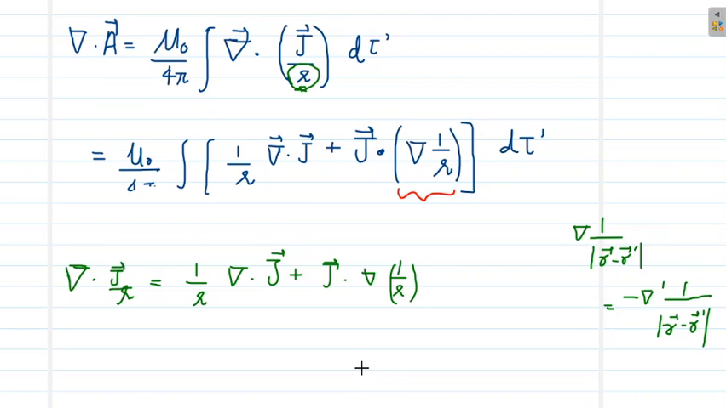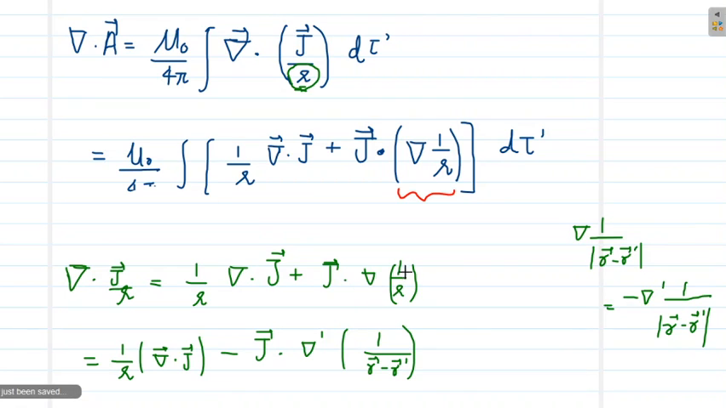So doing so, I can write this del dot of j by r to be equal to 1 by r into del dot j minus j bar dot del dash of 1 by r bar minus r bar dash. So here instead of del of 1 by r, I have made this substitution here.